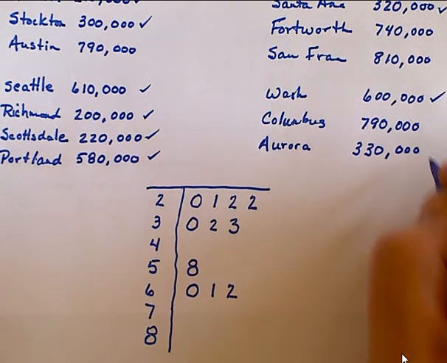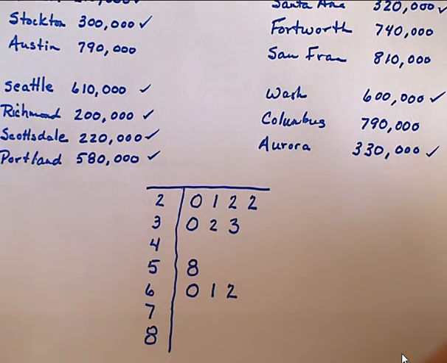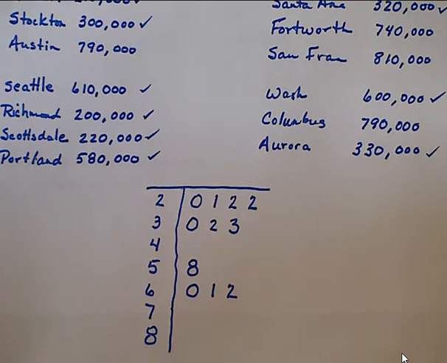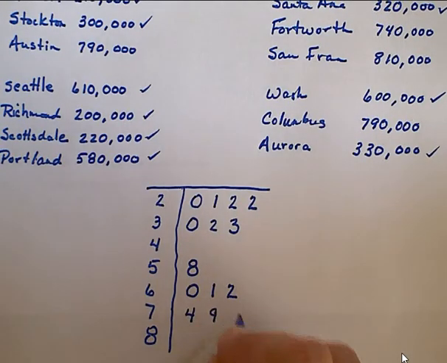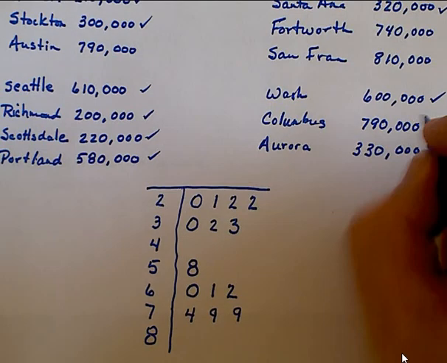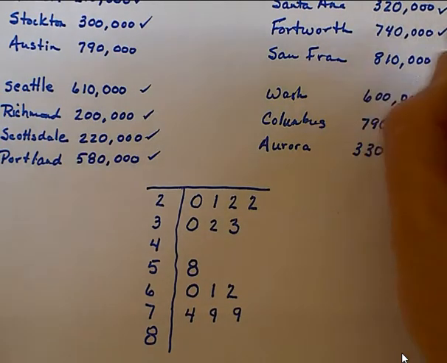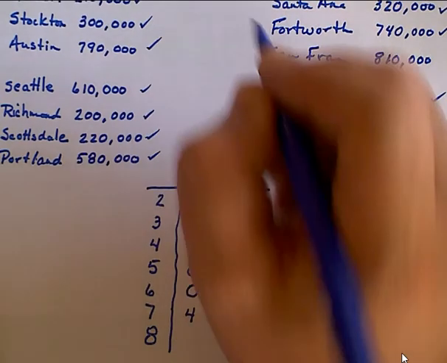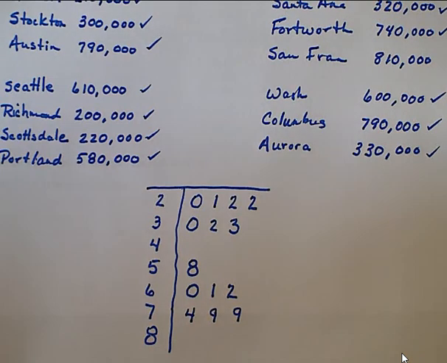Under 7s, I have a 740,000. Okay, 740,000, so 790,000. There's two of those. And my last number is 810,000. So it looks like that.